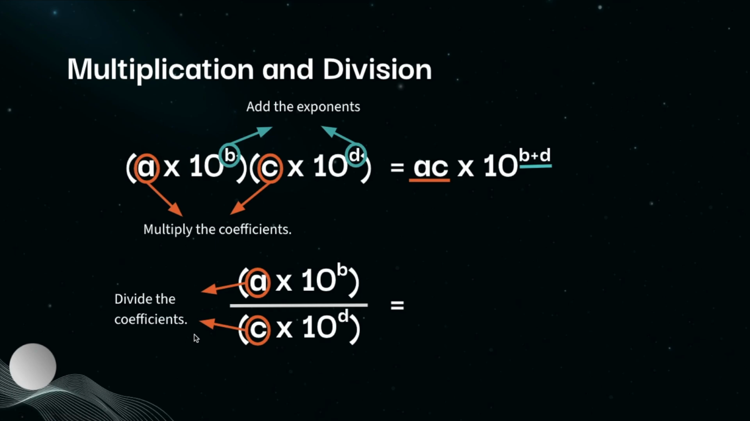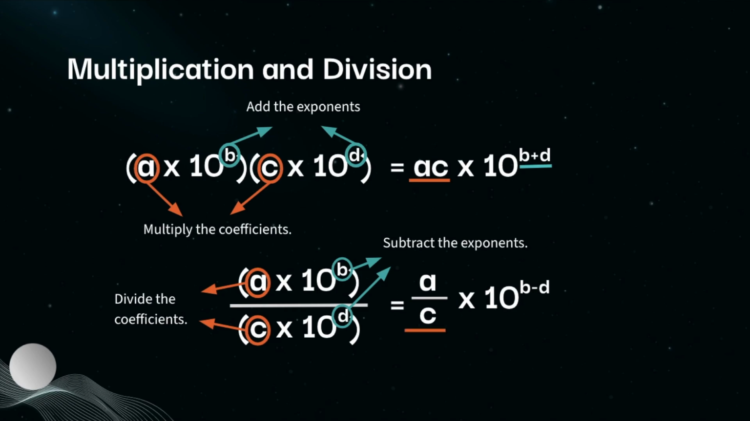And guess what we have to do with the exponents? Instead of adding them, we subtract both the exponents. So it would look something like this. We divide the coefficients and we subtract the exponents. So it's pretty easy from there. We can still do some examples for you guys to understand better.